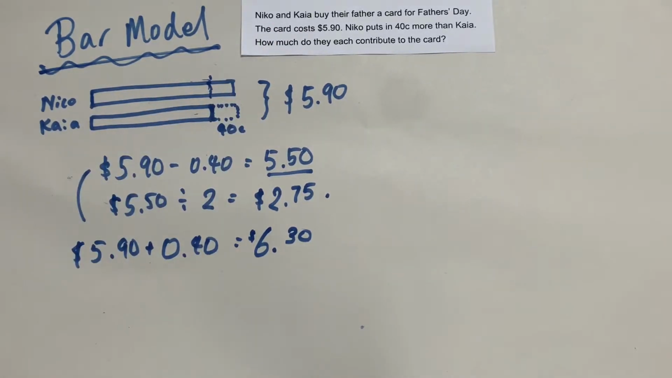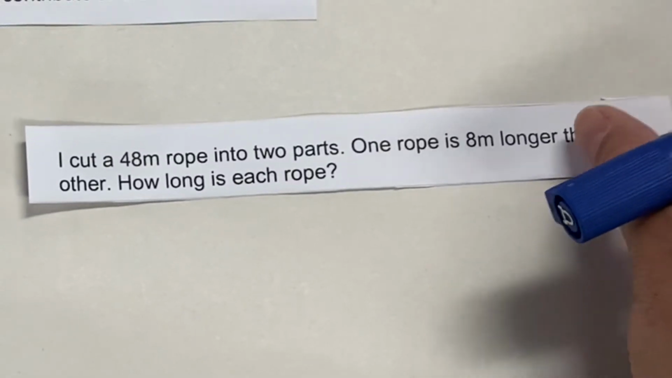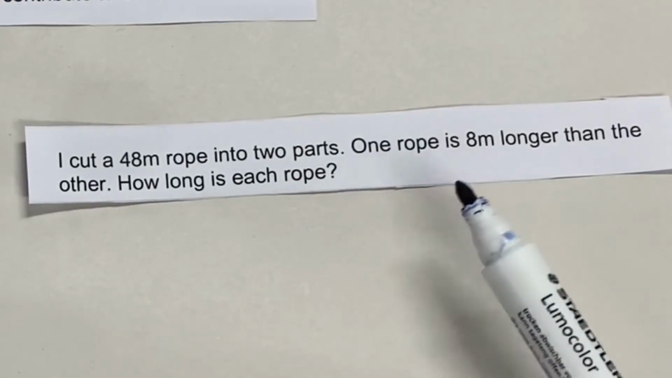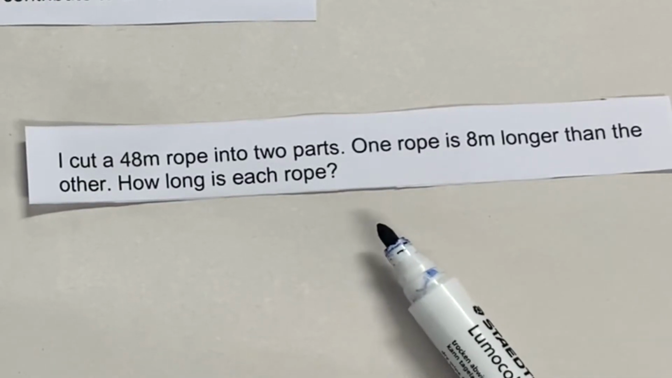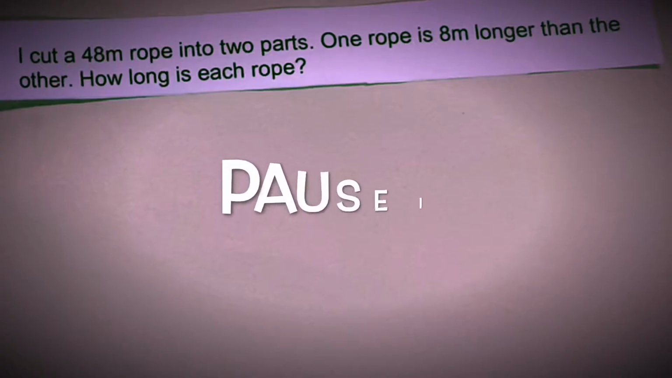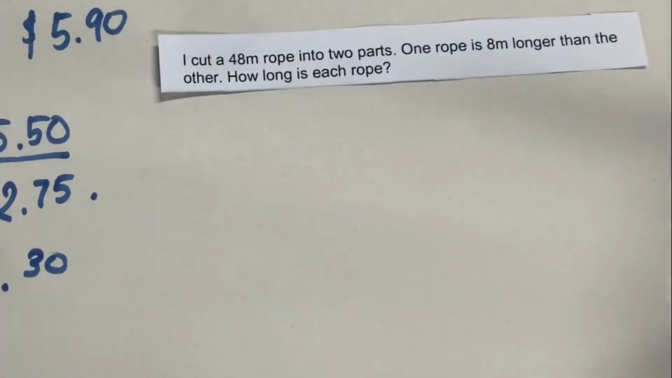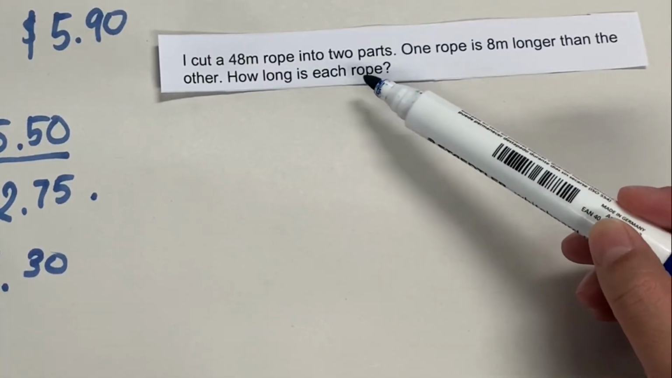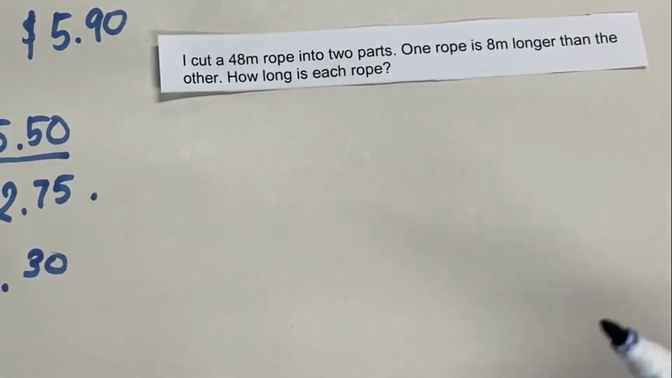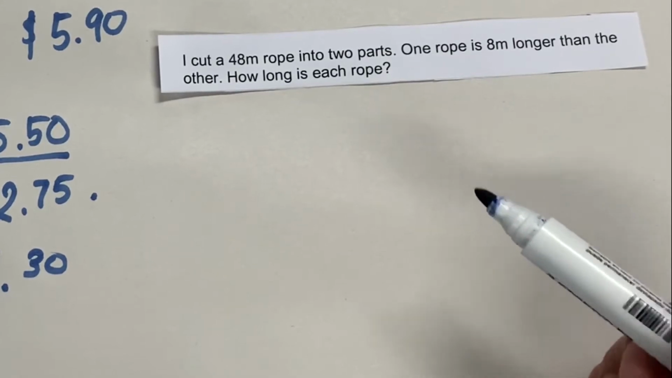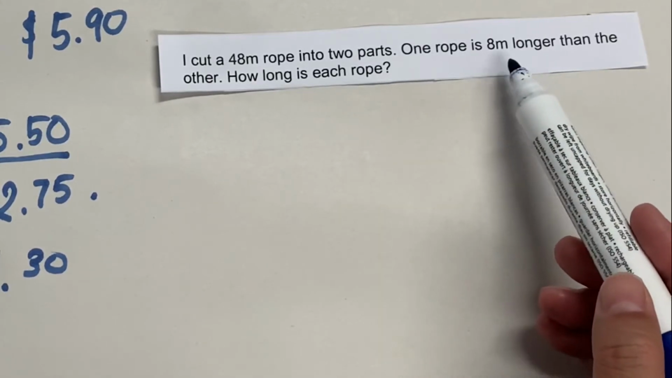Now, how about this? Again, I'm going to ask you the same question. Read this question and tell me what we have to find at the end. So let's quickly pause the video. So it seems like we have to find how long each rope will be after cutting this rope. So I cut the 48-meter rope into two parts. So we have two ropes, right? And one of them is 8 meters longer than the other.